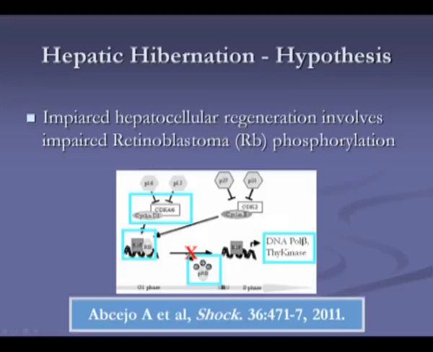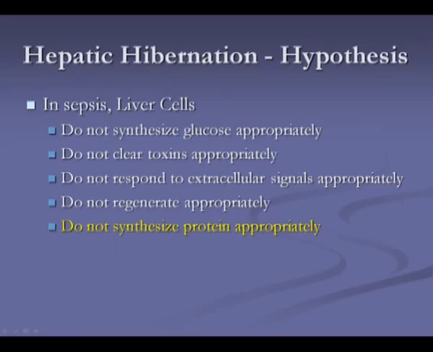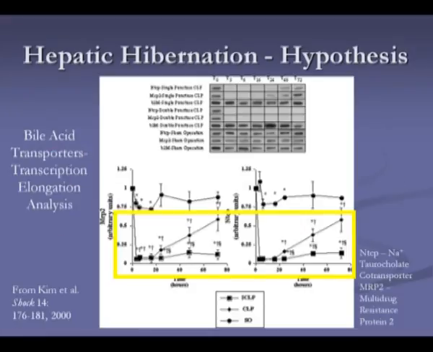The transcription factor RB needs to be dephosphorylated to be active. It's blocked. It doesn't dephosphorylate. And when all these things are blocked, you don't generate these enzymes, DNA polymerase, thymidine kinase, the things that are essential for DNA replication, and you don't get DNA replication. So again, they don't synthesize liver proteins properly.